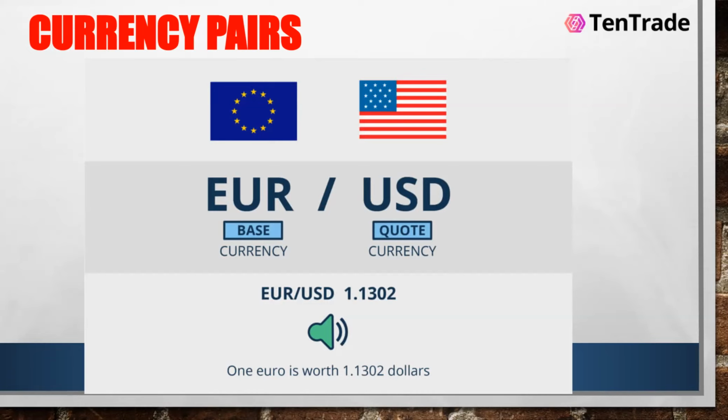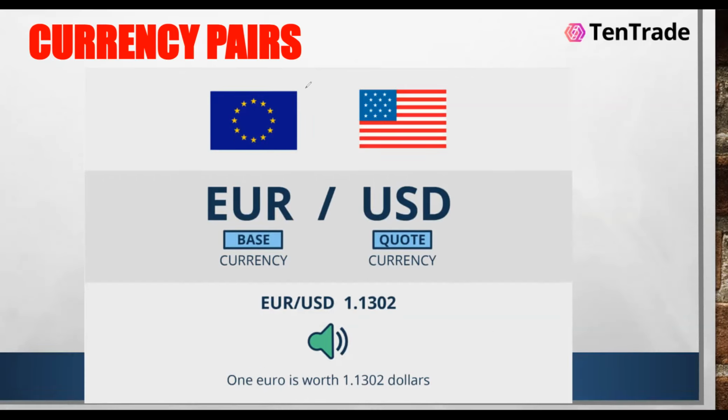Before we talk about that, let's quickly talk about the anatomy of a currency pair. When we say currency pair, it contains 2 currencies: the first one and then the second one. The first currency is called the base currency, and the second currency is called the quote currency.